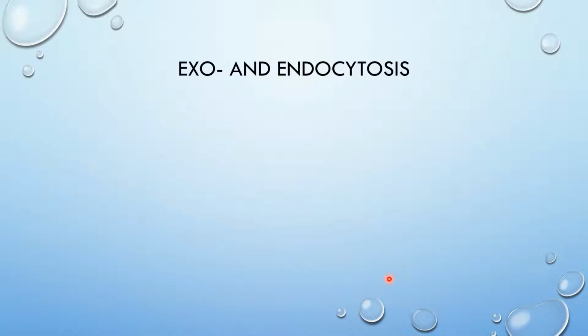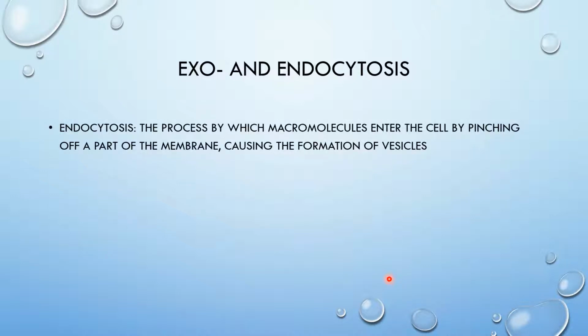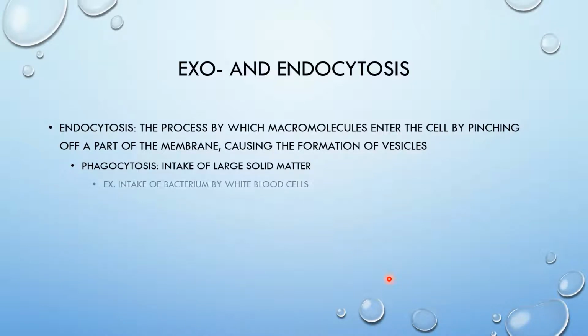So the first example of active transport is endo and exocytosis. Endocytosis is the process by which macromolecules enter the cell by pinching off part of the membrane, causing the formation of vesicles. Phagocytosis is the intake of solid matter. An example would be the intake of bacterium by white blood cells.